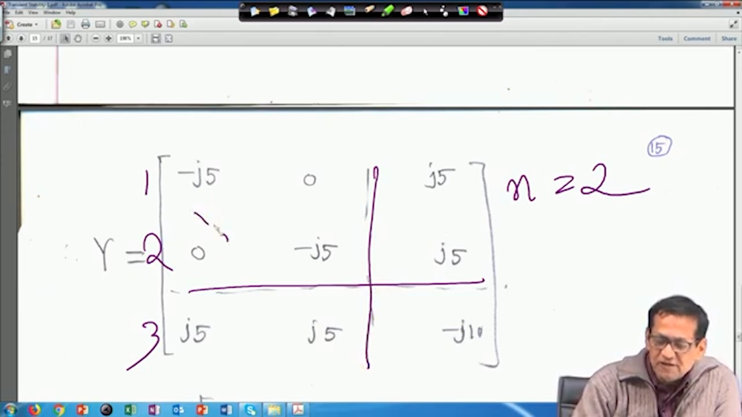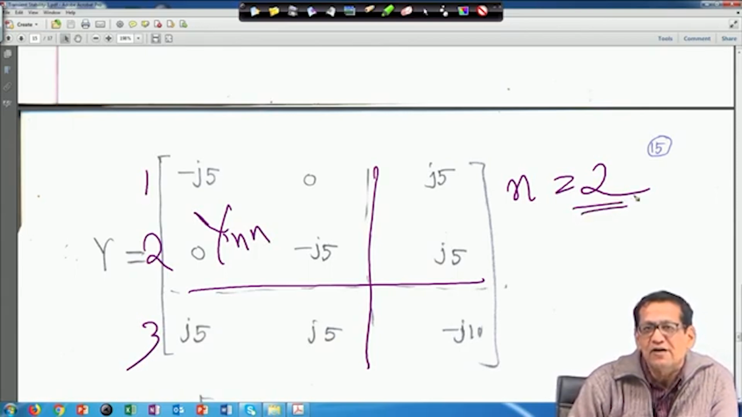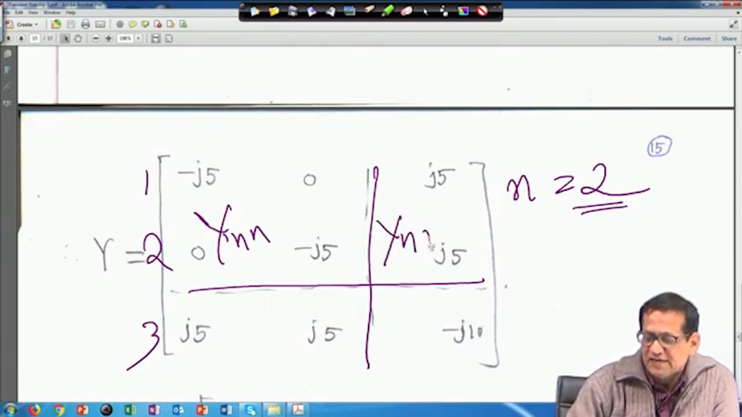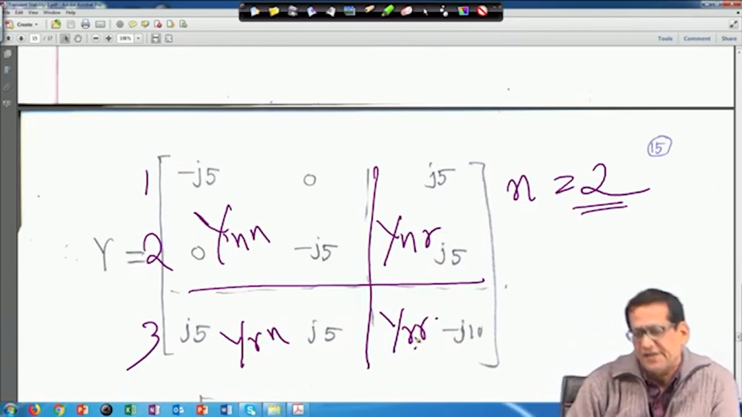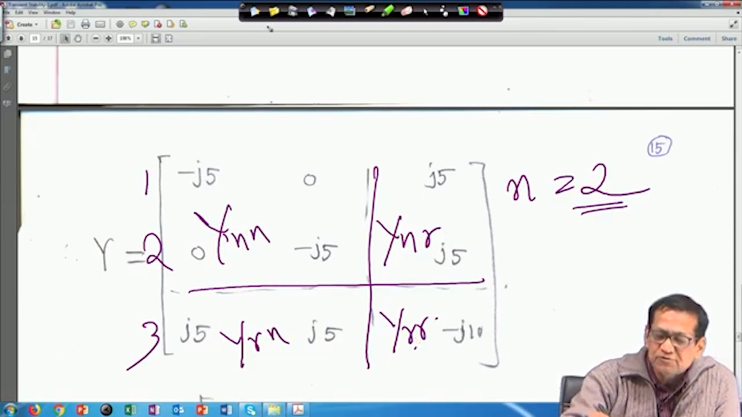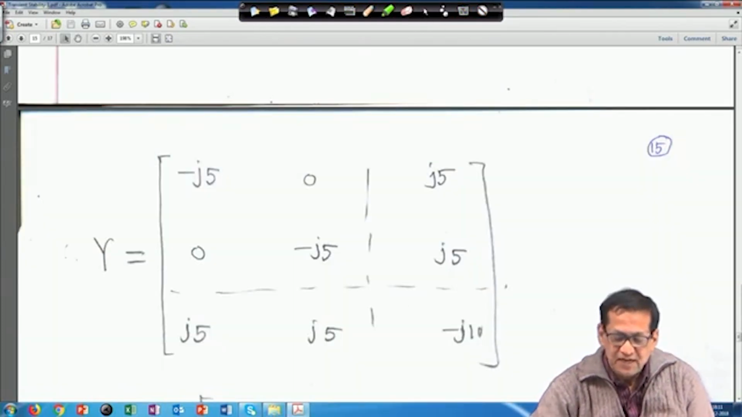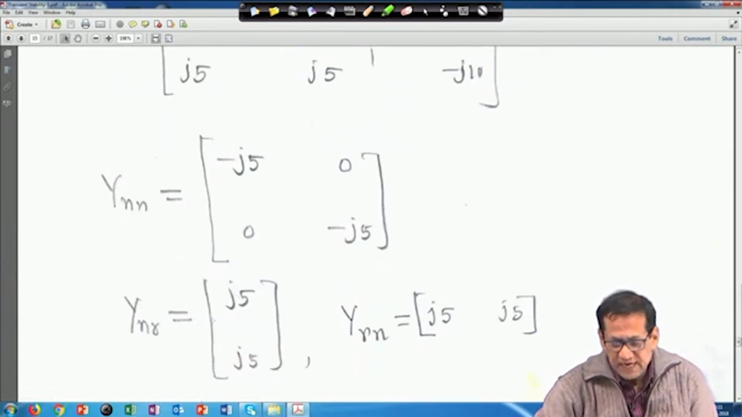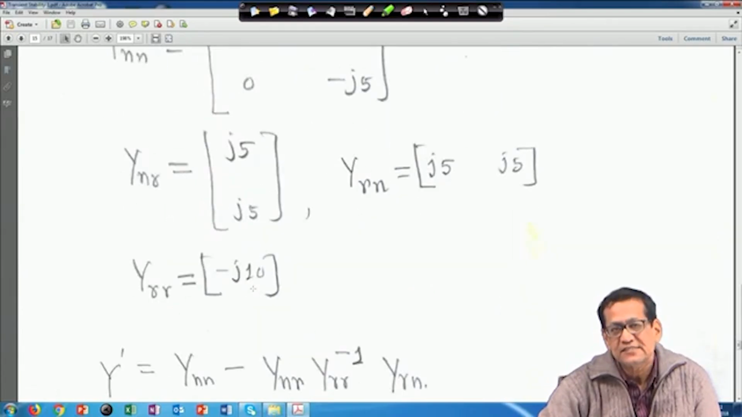That is why this is partitioned. This matrix we call YNN, where N is 2, the number of machines. And this is YNR, this is YRN and this is YRR. We have seen this before. Now you have to reduce it into a 2 by 2 matrix. This is my YNN, this is YNR, this is YRN, and YRR is simply a single element.